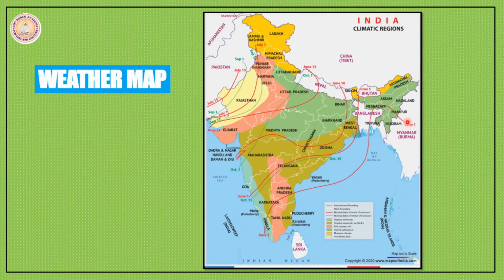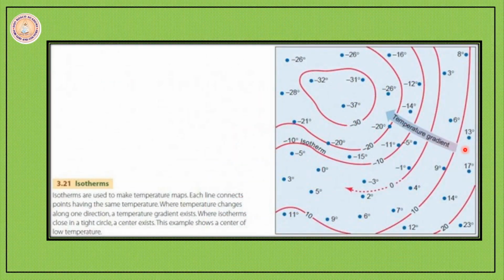So here you can see a weather map, the map of India, and it is showing what the temperature is like in the month of June and also in the month of October and September. You can see lines over here about which I am going to talk now. Now these lines are known as isotherms. Isotherms are lines which join places having the same temperature.